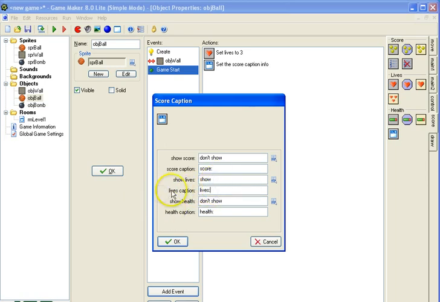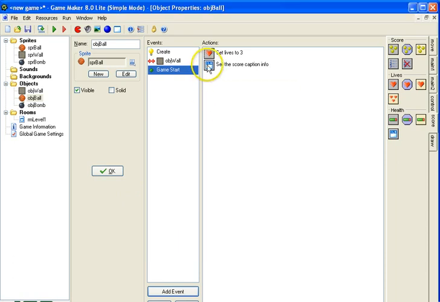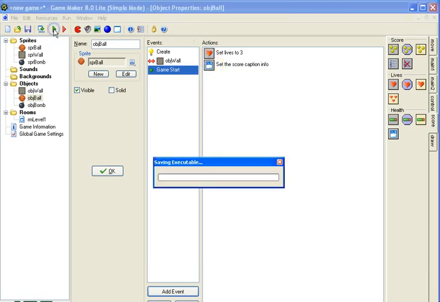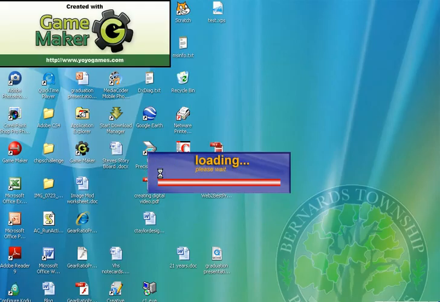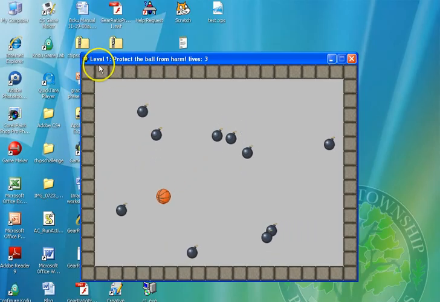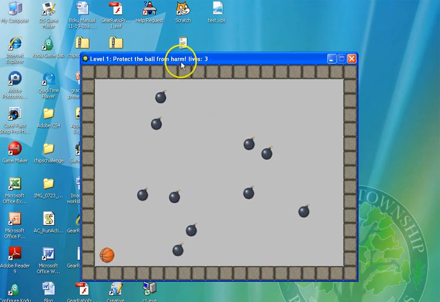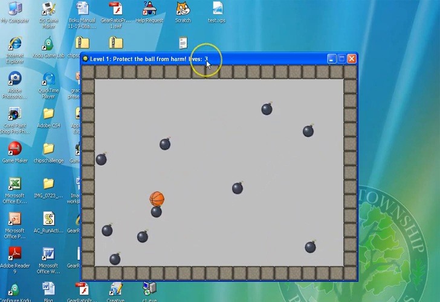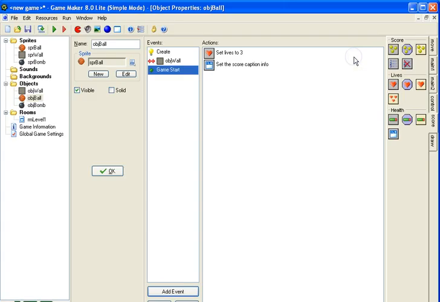So at the beginning of the game, it's going to show the lives set to three. I'll just show you that real quick. Okay, so see, level one, protect the ball from harm, lives three, okay? So we have our lives in place.